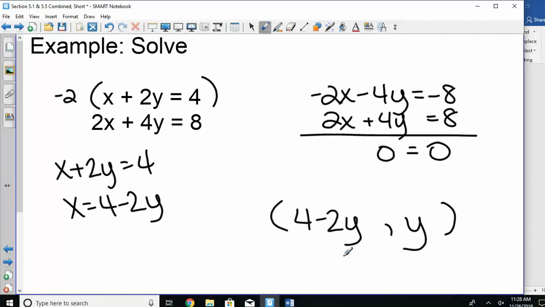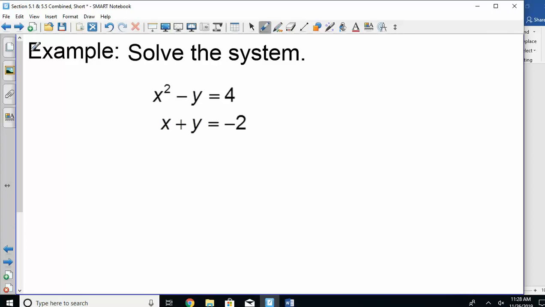All right, are there any questions about this stuff? Okay, so here's the twist. The section 5.1 is all the linear stuff. Section 5.5 is nonlinear systems. Our strategies are going to be the same though, substitution and elimination. So we're going to do maybe 3 of these and then I'm going to be done.